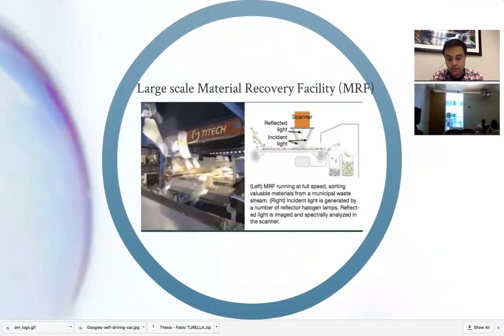Also, of course, it saves on the carbon footprint because you're using this material, particularly for plastics, because oil is a direct raw component for plastic. This is an example of a large-scale material recovery facility, or an MRF.